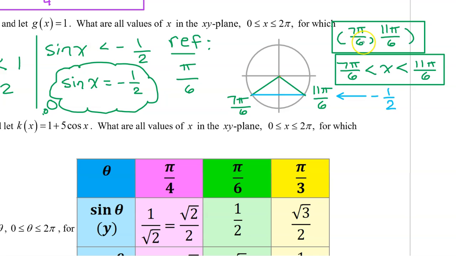Remember, we show that the endpoints themselves are not included as part of the solution set using parentheses in interval notation, and by using less than signs as opposed to less than or equal to signs.